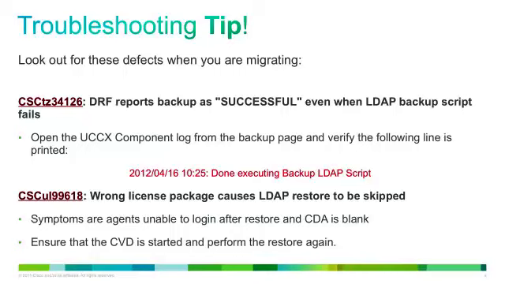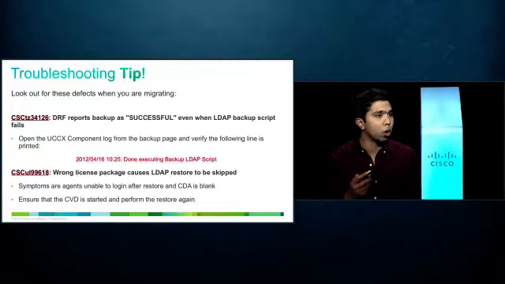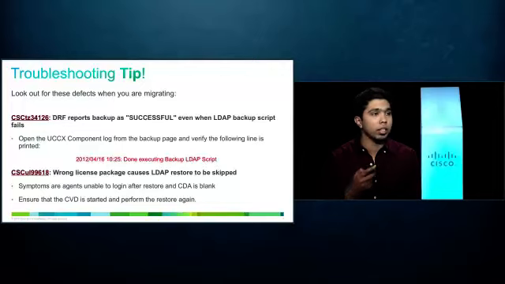And while we are on the same topic, there is this one troubleshooting tip which I've seen, based on the cases I've handled. And if you can just look out for these two defects, I think you'll have a much smoother transition. So first defect is a pretty well-known defect. We have a field notice also, where the backup is shown as successful. But if you look at the logs, you'll realize that the LDAP component is never backed up. So when you restore the system, you realize that the LDAP component is missing. So this means the agents cannot log in, so you have an outage after the restore.